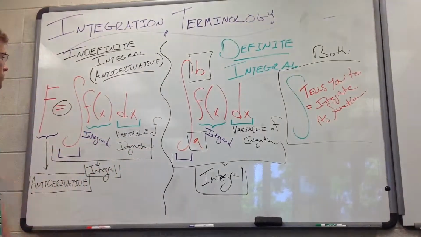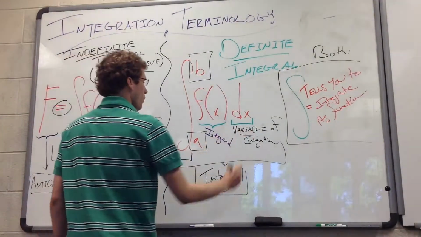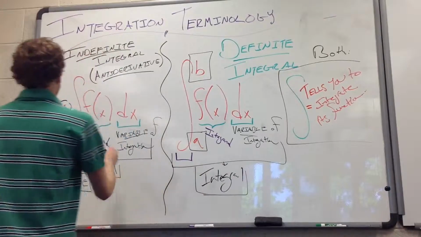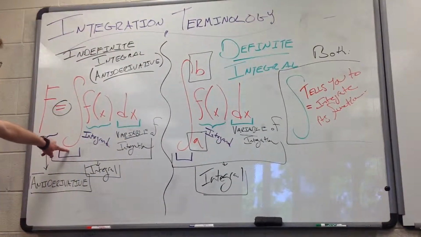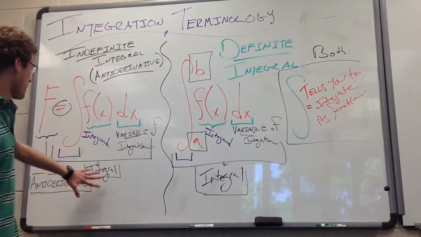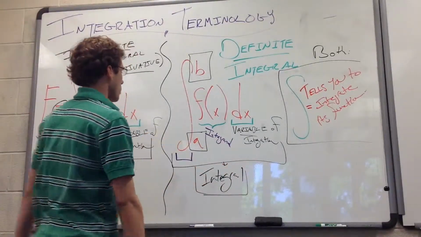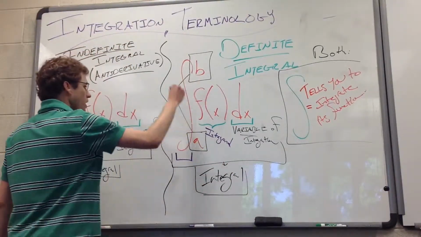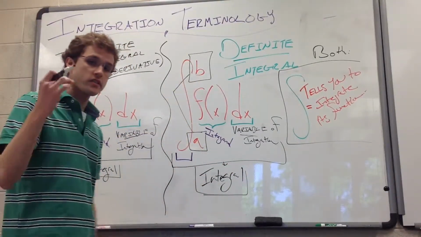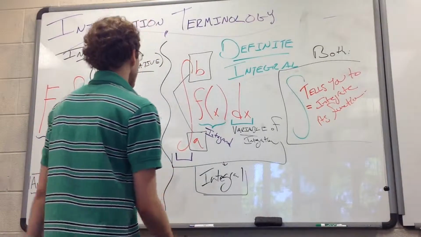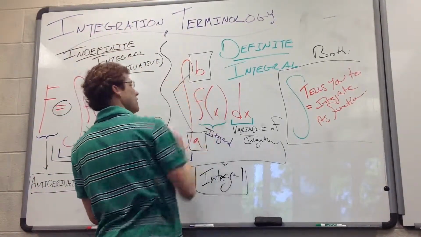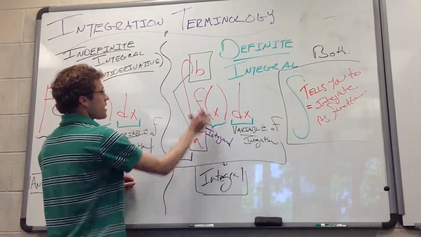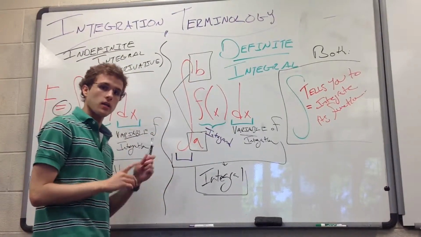Alright, so we have our variable of integration, we have our integrand, we have the integral symbol, the integrate symbol, we have the entire thing, which is the integral. Now we have these little guys right here, a and b. This is the interval of integration, and a and b are your upper and lower bounds.